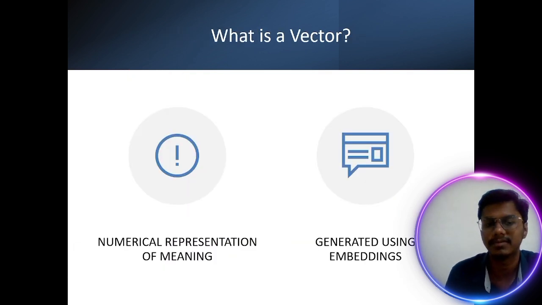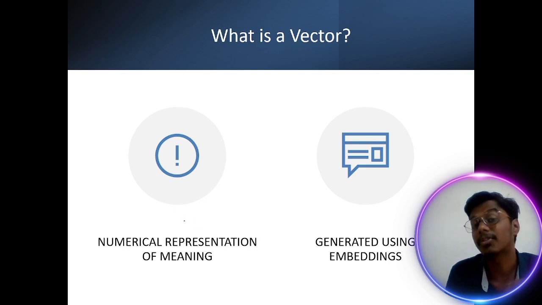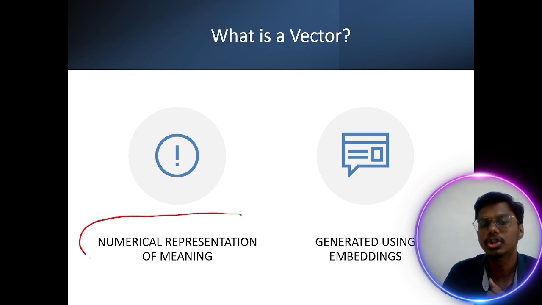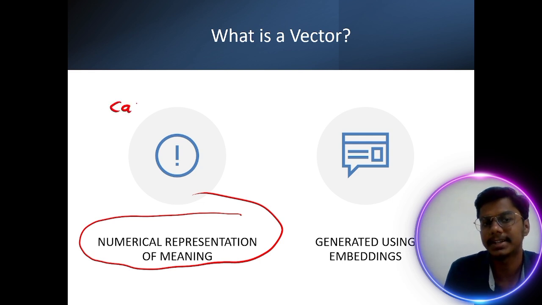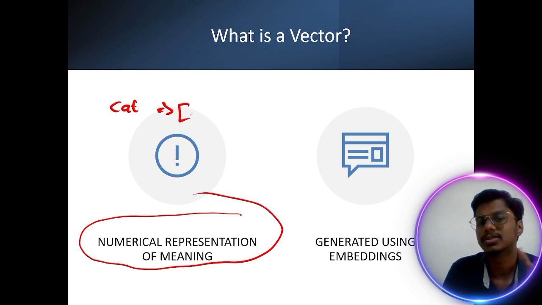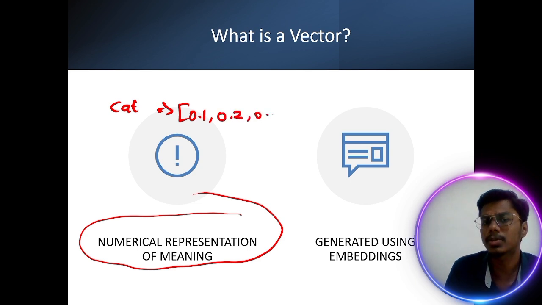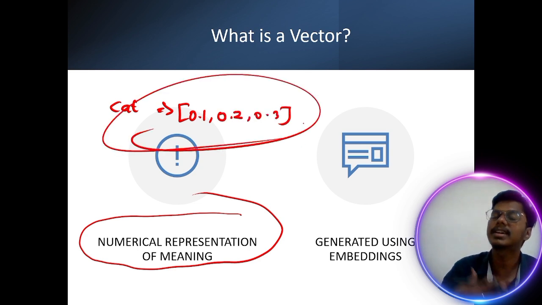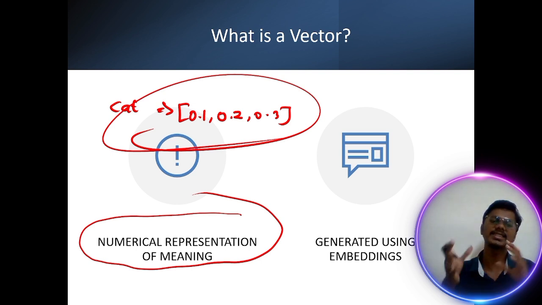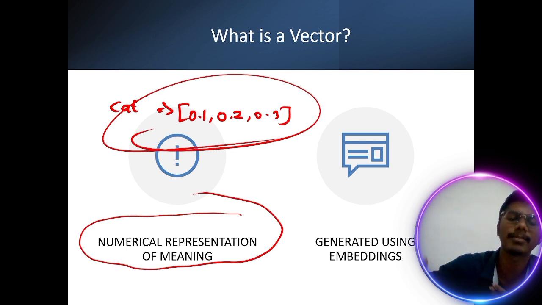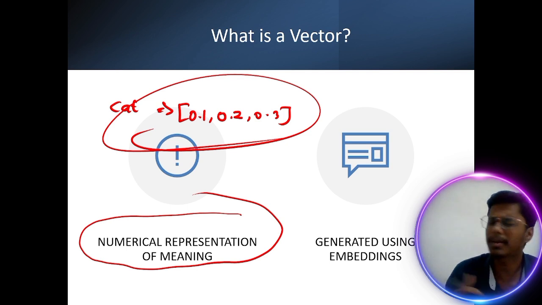So what is a vector? Before getting into the vector database, we want to know something about vectors, right? A vector is nothing but a numerical representation of meaning. For example, let's take a cat. For the cat, the numerical representation is automatically generated, say 0.1, 0.2, 0.3. So that's what is going to be stored in the vector database, right? Likewise, there are many numerical representations available. Later, I will show all those things.